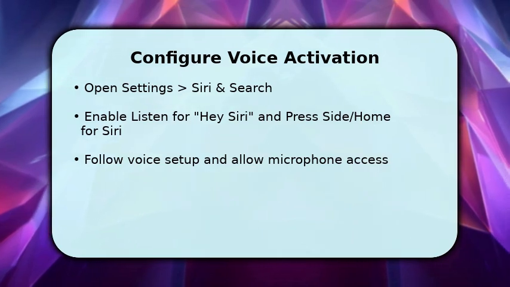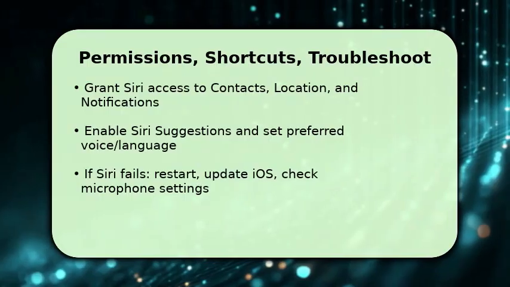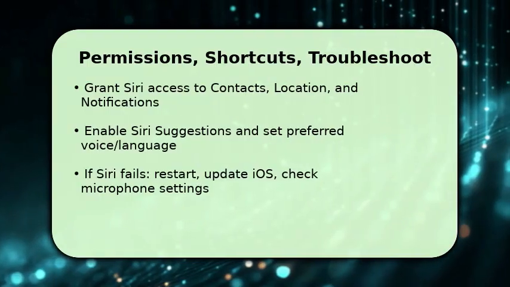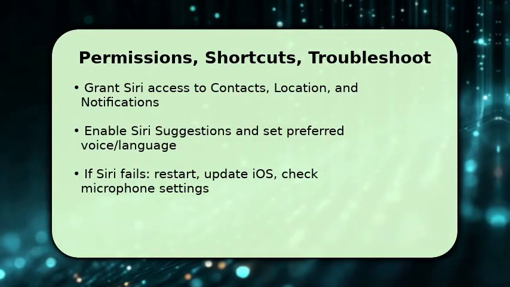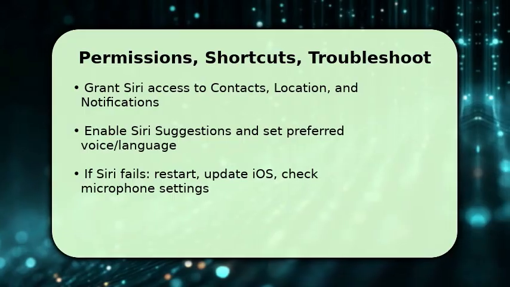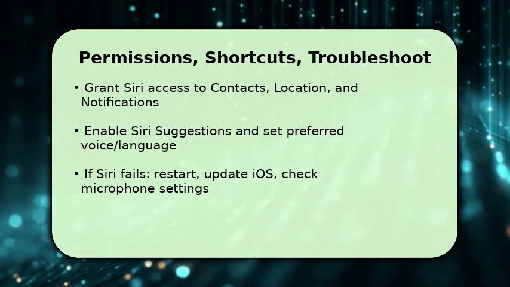You'll finalize permissions and personalize Siri so it's useful. Go back to Siri and search to grant access to contacts, location, and notifications. This lets Siri make calls, suggest actions, and give contextually relevant answers. Then pick voice and language settings to match your accent.